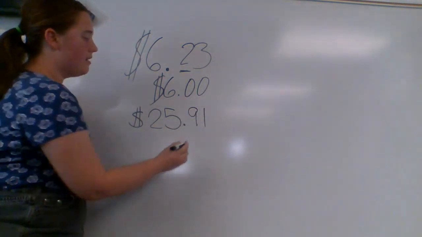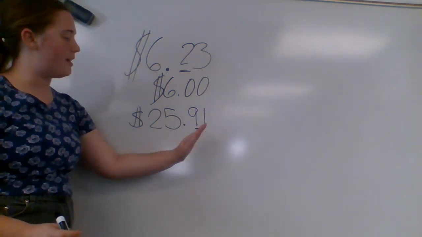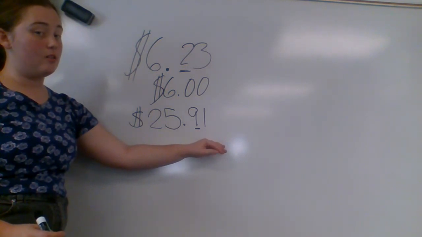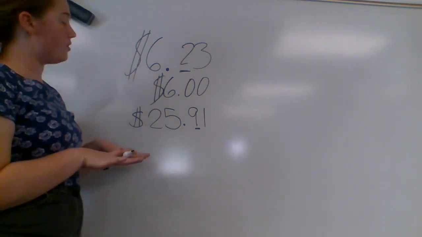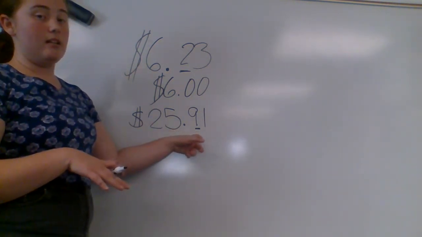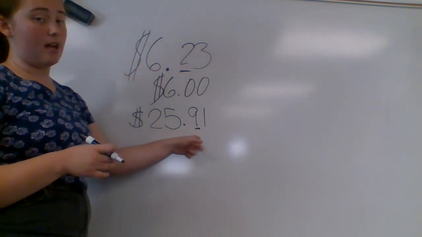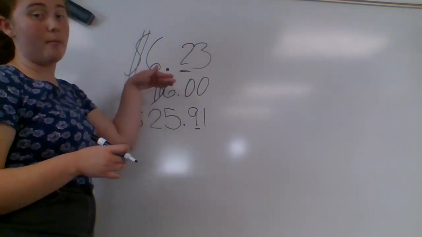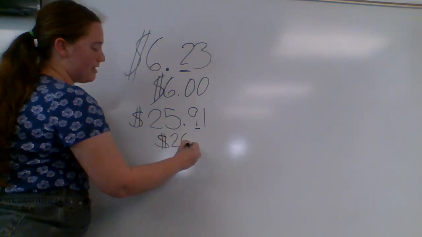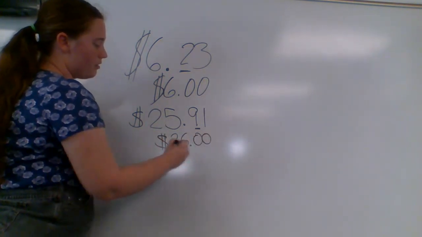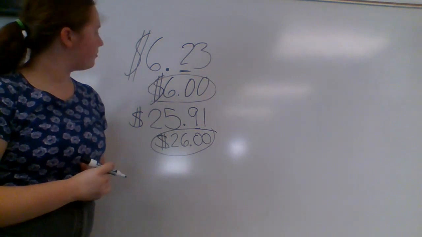Letter B, let me write this. $25.91. Okay, same thing. This tens place in my cents after my decimal point is 9. This 9 is either going to tell me I'm going to round up to $26 or we're going to stay down at $25. So 9 is really close to my next 10 up. So I'm not going to stay down at $25. I'm going to round up to $26. So up here is $6. Down here is $26. Okay?